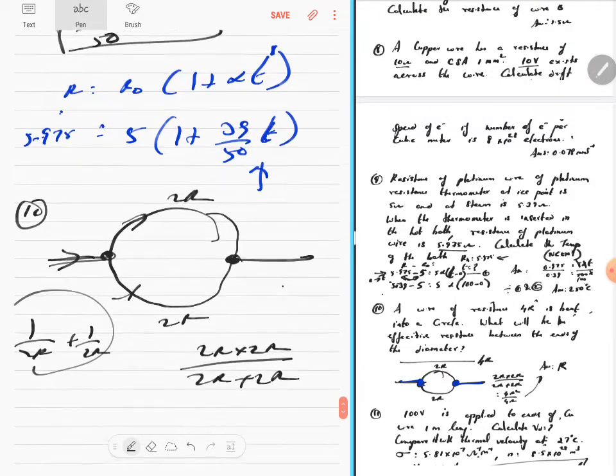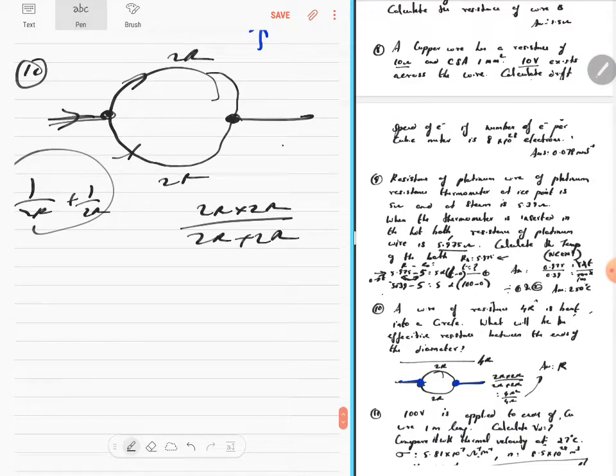Either you write 1 by 2R plus 1 by 2R reciprocal, or R1 into R2 by R1 plus R2, which is 2R into 2R by 2R plus 2R, which is 4R square by 4R. 4 and 4 get cancelled, it will remain to be R. So the answer is just R. Are you clear? Let's go to next question, 11th question.